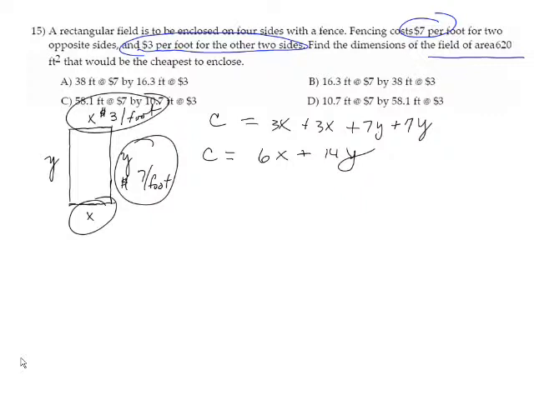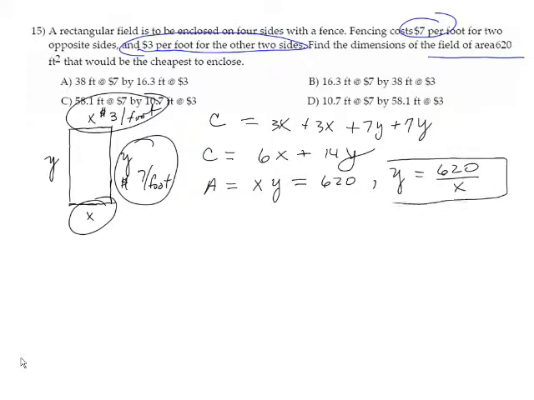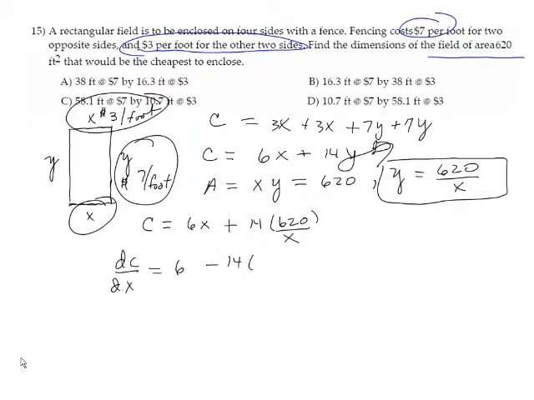And the area is equal to the length times the width, which is x times y. And that area is supposed to be 620 square feet, meaning that y is equal to 620 over x. So we can substitute this into the cost equation and get that the cost is equal to 6x plus 14 times 620 divided by x. Taking the derivative of the cost with respect to x, we get 6 minus 14 times 620 over x squared.